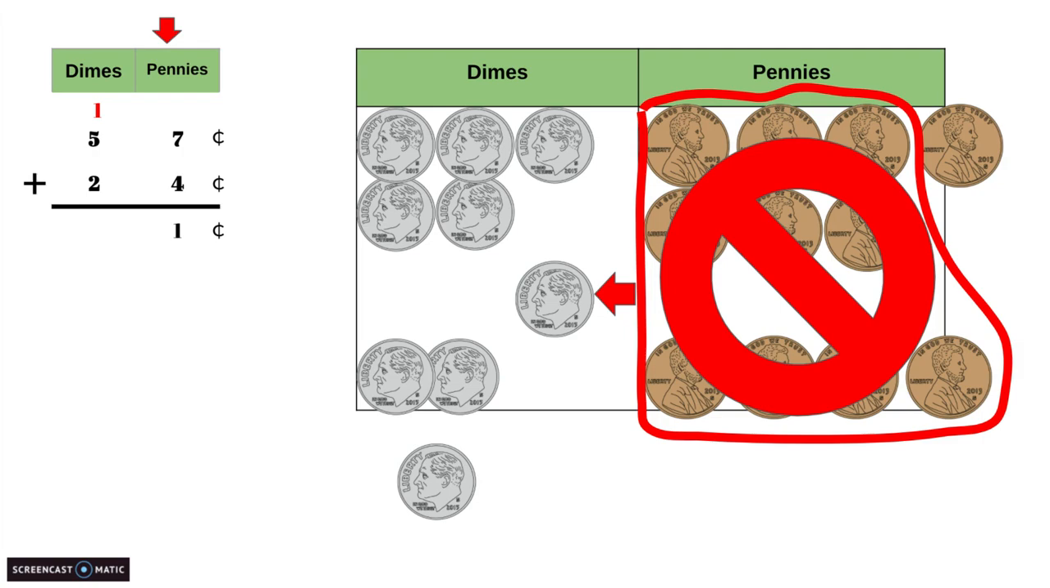So I have 1 penny left. Now I have 1 plus 5 plus 2 dimes. Let's count. 1, 2, 3, 4, 5, 6, 7, 8. 57 plus 24 equals 81.